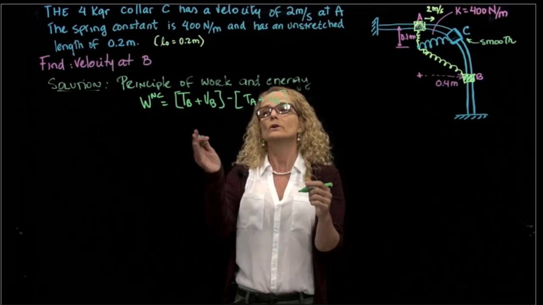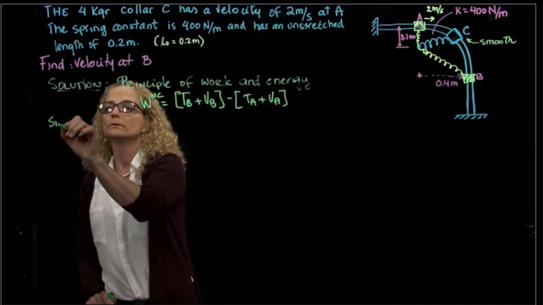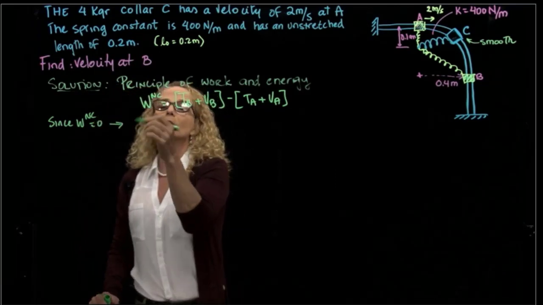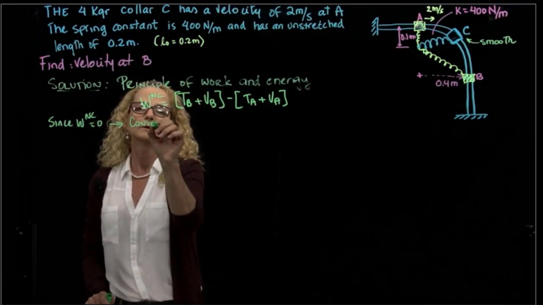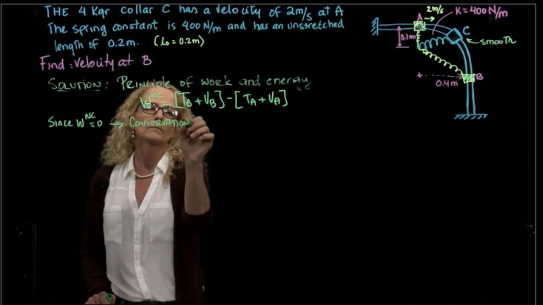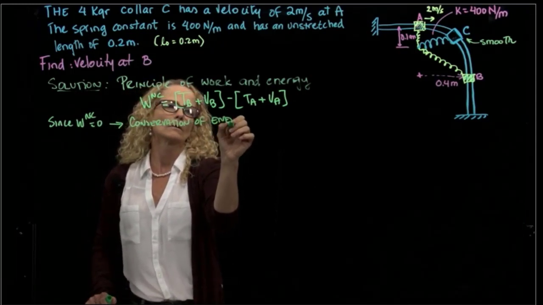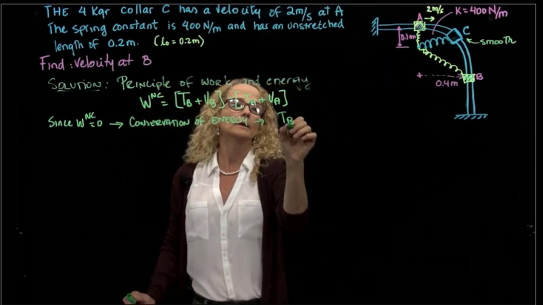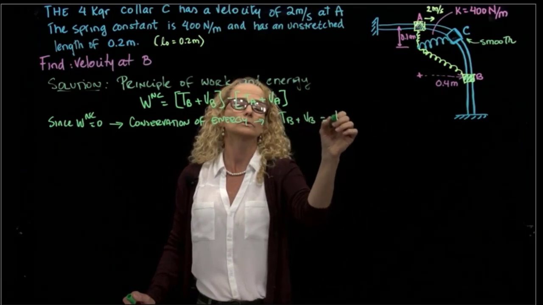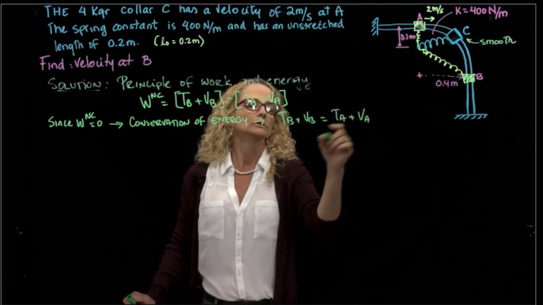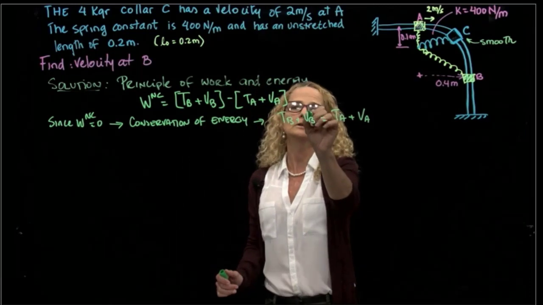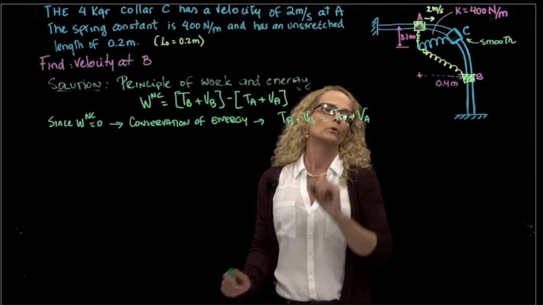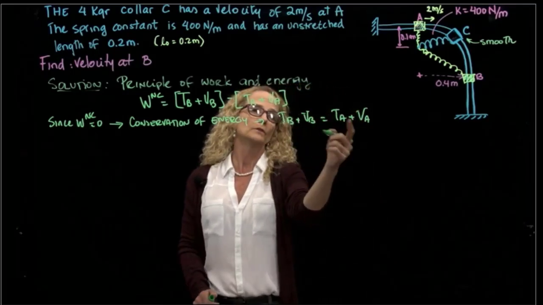Since we don't have any work of non-conservative forces, we can talk about conservation of energy all along the path. So we can say that Tb plus Vb is equal to Ta plus Va. So the kinetic energy plus the potential energy will be equal in both positions. So let's calculate each of these values.